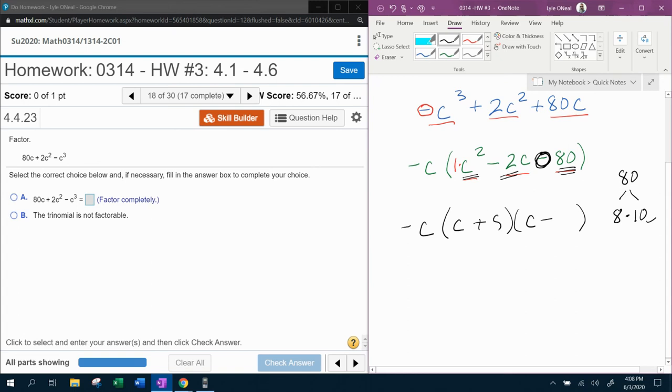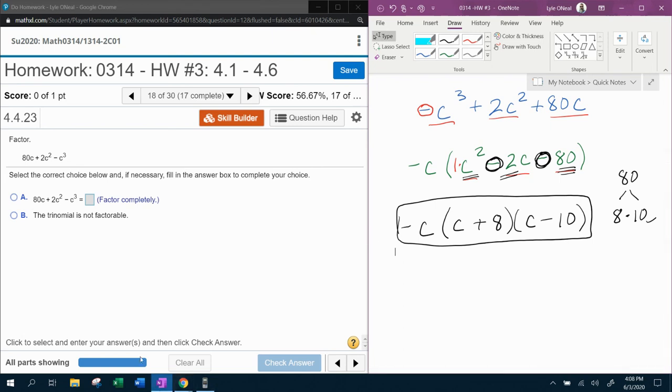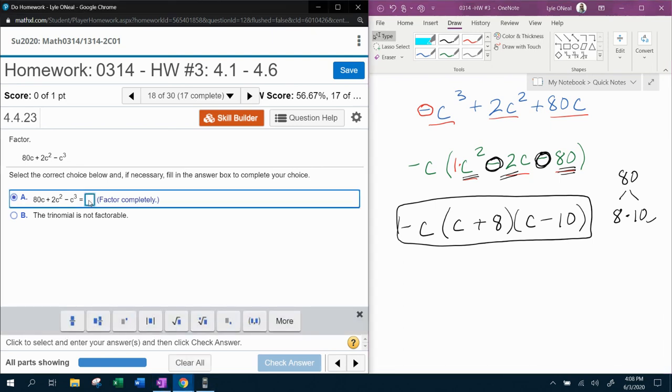So that's going to be plus 8 minus 10. If you're wondering how do I know where they go, it's because I need negative 2, and 8 minus 10 is negative 2. And so that's how I tell where to put them. And now that is factored completely. Let's see if we're right. Negative c, c plus 8, c minus 10.